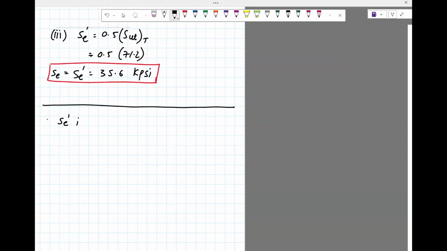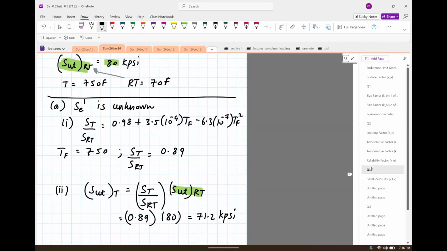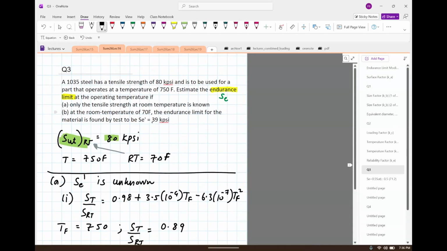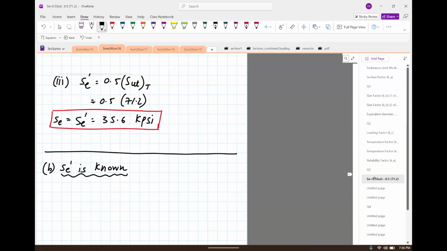Okay, the second part, B, SE prime is unknown. Sorry, is known, right? SE prime is known. In fact, we're given the value of SE prime as 39 kpsi. At the room temperature of 70, the endurance limit for the material is found to be 39 kpsi. So SE prime is 39 kpsi.